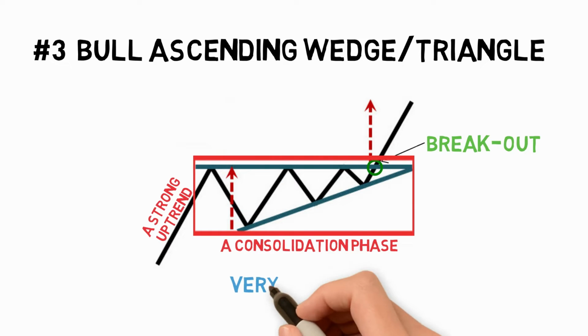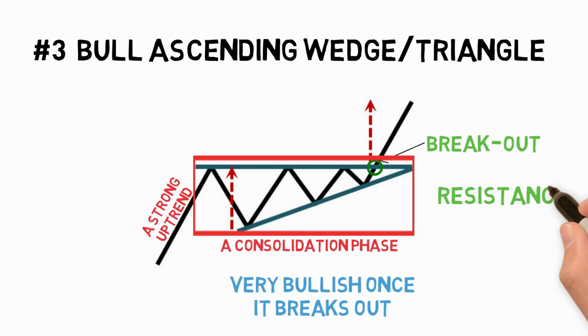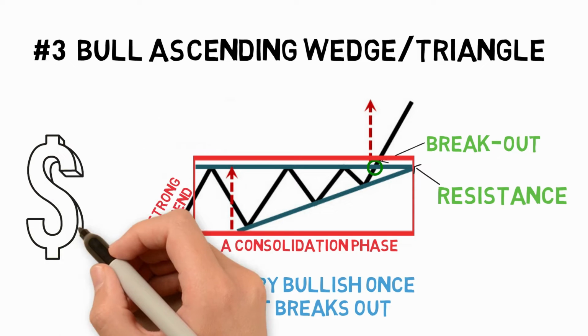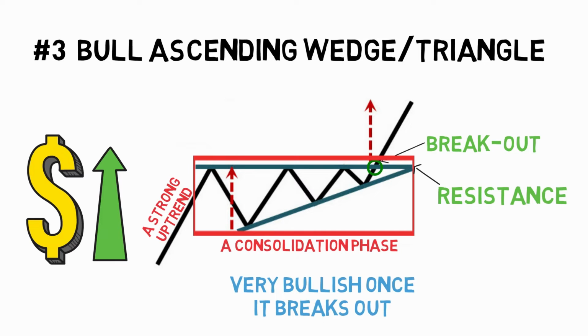This pattern forms over weeks to months and can be very bullish once it breaks out to the upside. The ascending triangle usually occurs at a level of resistance and keeps challenging that resistance until it eventually breaks out and the price continues higher.